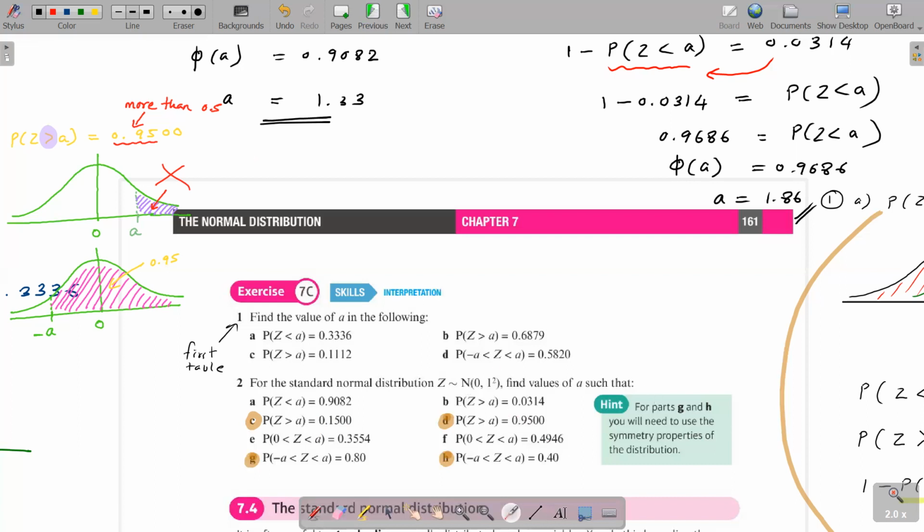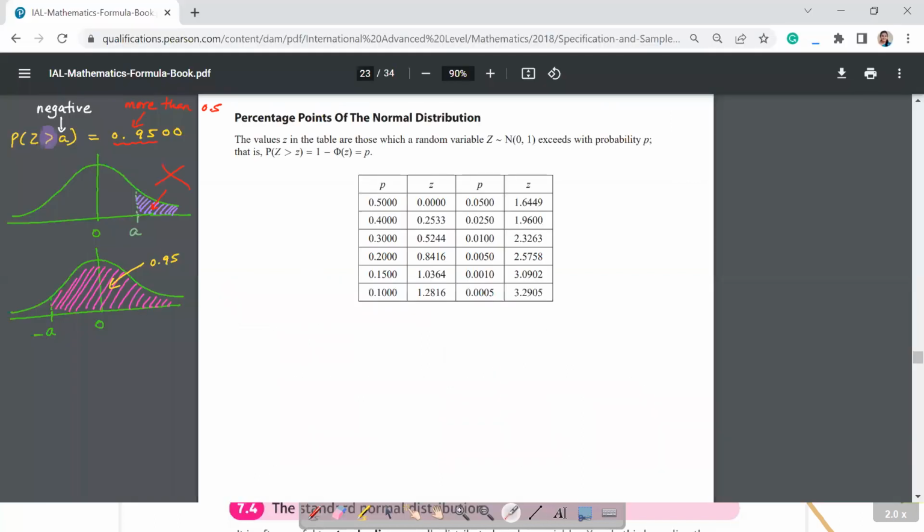So how am I working with the second table now? Even in the second table, we need to have positive Z values, not negative Z values. Rewriting the sum, I have probability Z is greater than minus A is 0.95, because I identified the A value is negative. The original sum has a negative A value. Even this table doesn't work with negative values. It only works for positive A values.